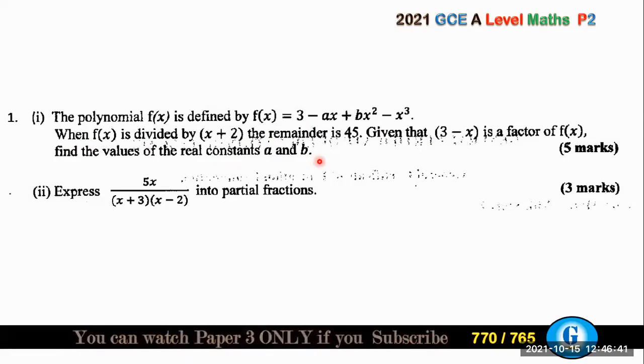So with this question, we have to apply the knowledge of the factor and remainder theorems. We know that x plus 2 is not a factor, that is why the remainder is 45. On the other hand, 3 minus x is a factor, which means the remainder is 0. So we can form two equations with two unknowns a and b, and we solve that simultaneous equation. Let us answer the first part of question 1, and then we move to the partial fractions.